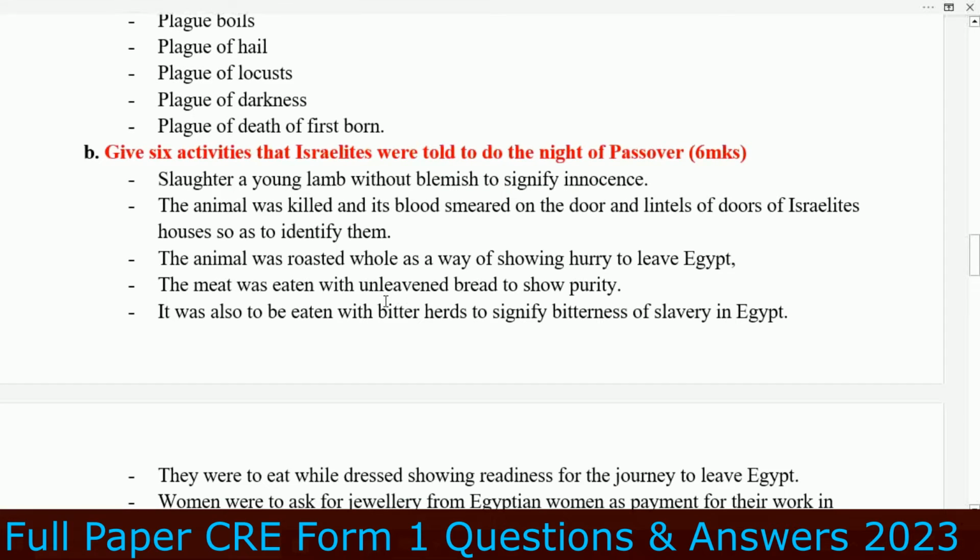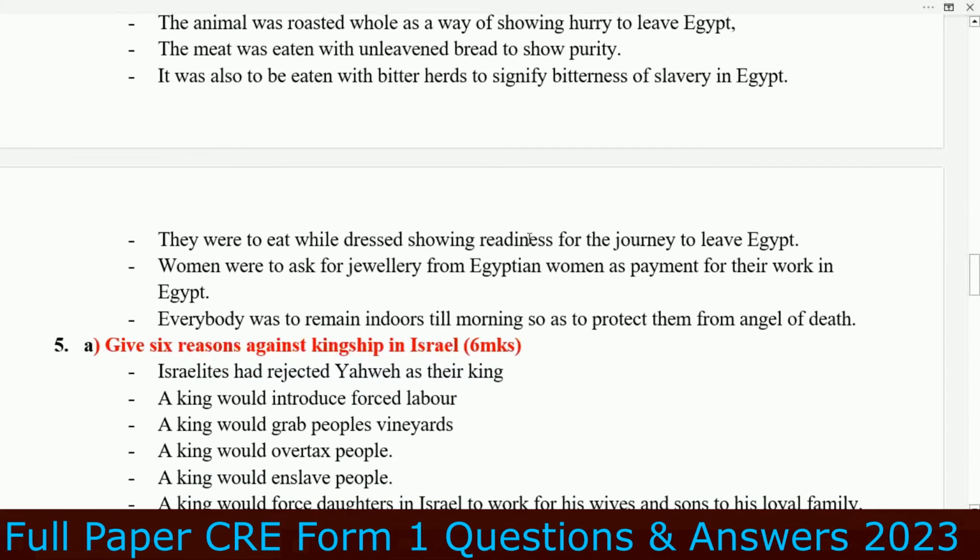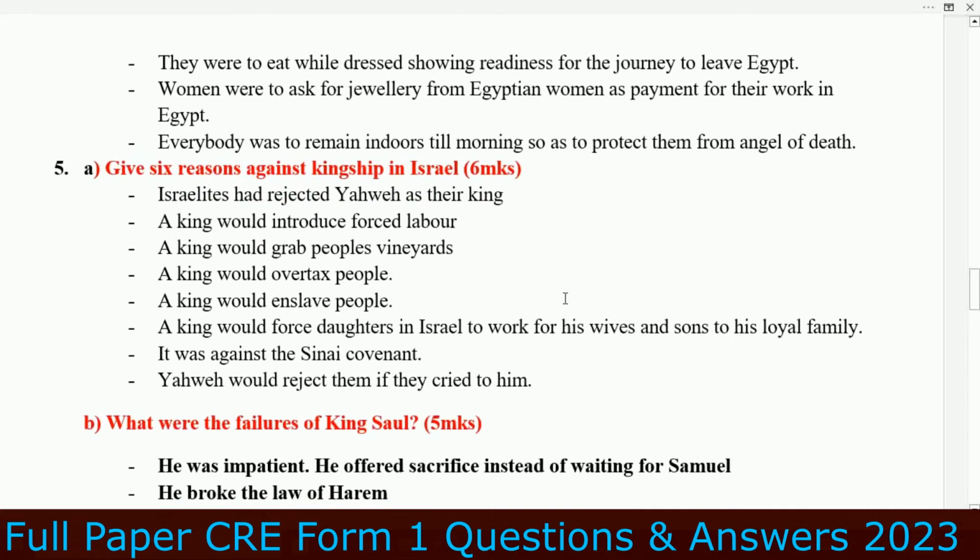Next, the animals were roasted whole as a way of showing hurry to leave Egypt. Next, the meat was eaten with unleavened bread to show purity. Next, it was also to be eaten with bitter herbs to signify bitterness of slavery in Egypt. Next one, they were to eat while dressed, showing readiness for journey to leave Egypt. Next, women were to ask for jewelry from Egyptian women as payment for their work in Egypt.